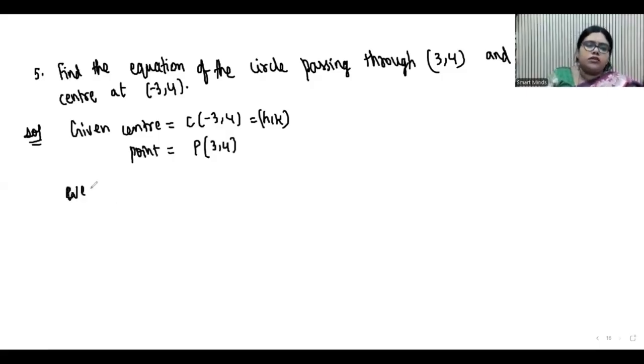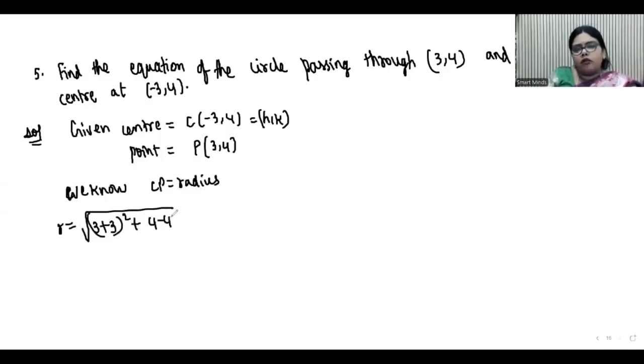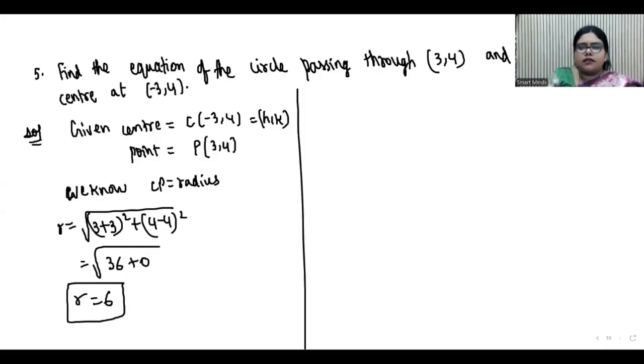Now we know that CP is equal to radius. So radius is under root (3 plus 3) whole square plus (4 minus 4) whole square. That is root 6 square is 36 plus 0. That is 6. So you got r is equal to 6.